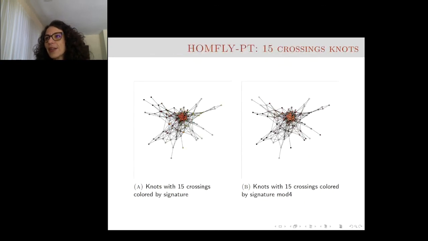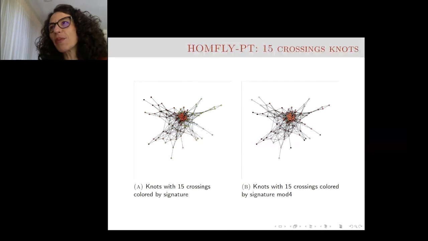And here's the two-variable polynomial. The data that we get is extremely messy. This is the HOMFLY-PT data for 15 crossing knots colored by signature and colored by signature mod 4. It shows that there's a long way to go to figure things out.